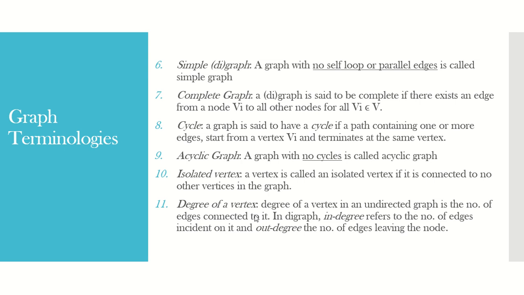A tree is a perfect example of a graph with no cycles. So the relation between graph and tree is that a tree is an acyclic graph.